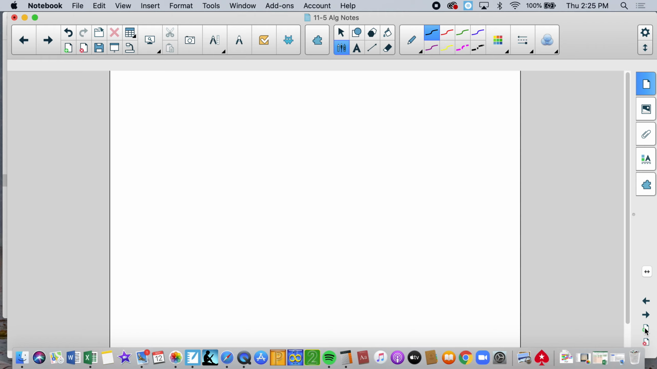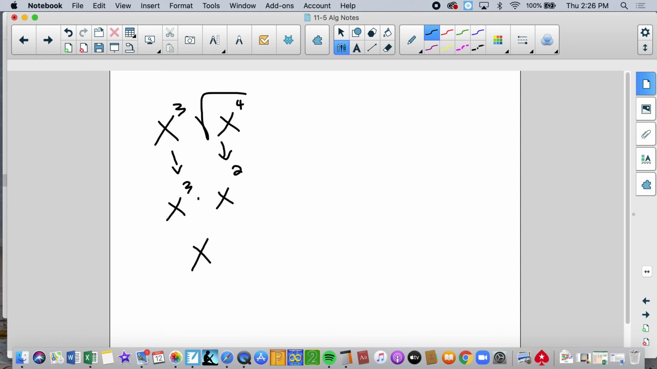What if I had a coefficient out front? What if I had x to the third times the square root of x to the fourth? Well, x to the third comes down. And then what is the square root of x to the fourth? That's x to the second. So now, when we have like bases and we're multiplying, that becomes x to the fifth. So that answer would be x to the fifth. So when they have coefficients, you just put it out there once you simplify. Really, really good.